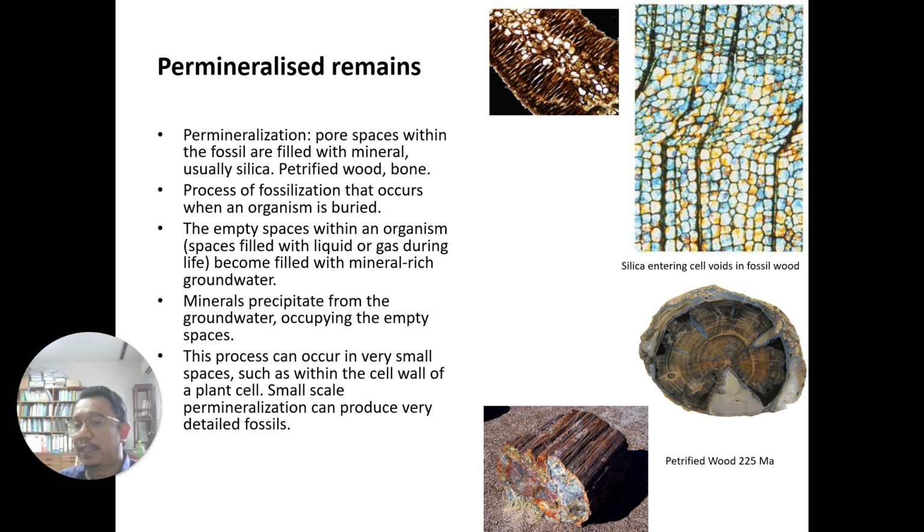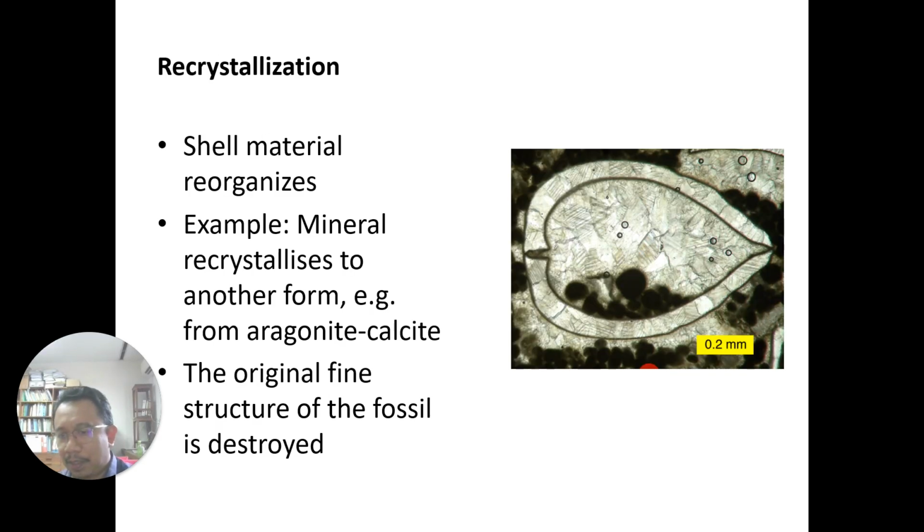So it's a process of fossilization that occurs when an organism is buried. The empty spaces within an organism become filled with mineral-rich groundwater. So the minerals precipitate from the groundwater, and they occupy the empty spaces. This process can occur in very small spaces, such as within the cell wall of a plant cell. Small-scale permineralization can also produce very detailed fossils. But there are also modes of fossilization which do not preserve the small-scale features.